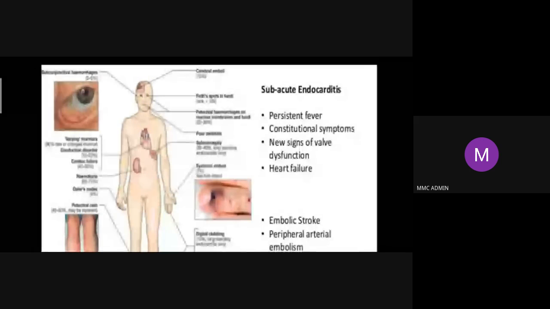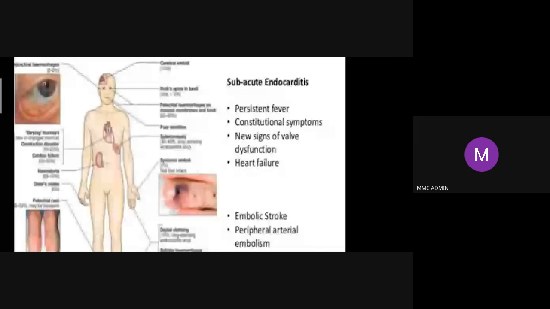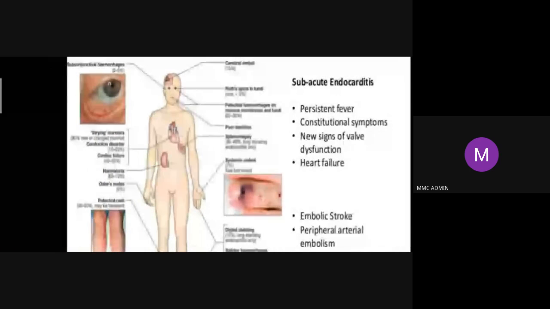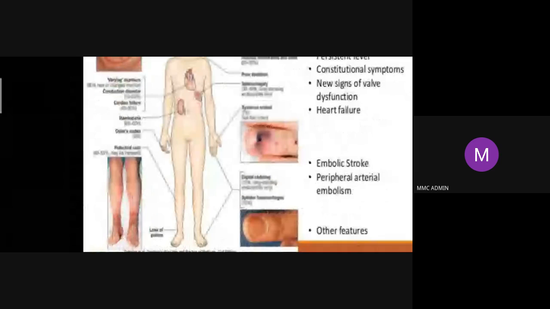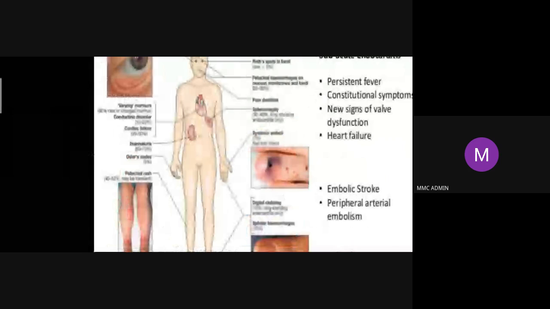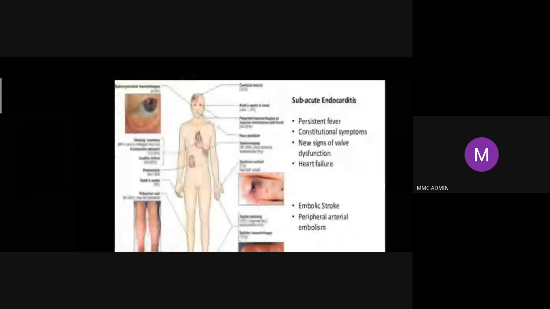There is an image showing all the symptoms of infective endocarditis from head to toe. If you see, you get cerebral emboli, cerebral infarct or hemorrhages can occur. In the eye, you can get Roth spots and petechial hemorrhages. You can get splenomegaly, systemic emboli, and digital clubbing. You get clubbing in infective endocarditis, splinter hemorrhages, loss of pulses due to the embolization of the vegetation, petechial rashes, Osler's nodes, and conduction disorders also.